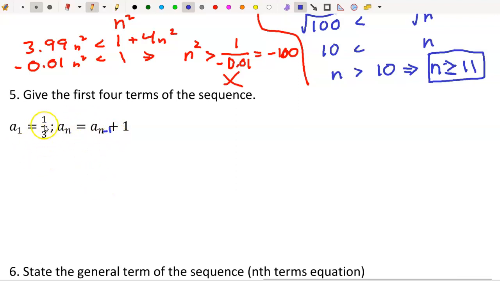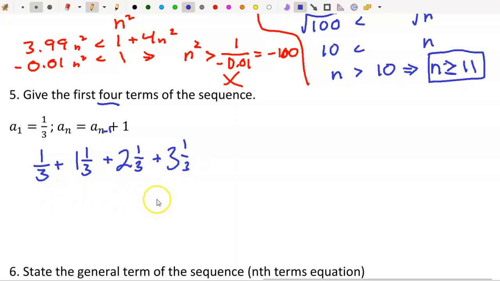So all it's saying is, okay, my first term is going to be 1/3. It says right there. And my next term is going to be 1 more than that. It's going to be 1 1/3. And I can keep on going till I get 4 terms. So this is something that's quite easy to decipher. We're just going to add 1 a couple more times and we'll be done. It doesn't say to add them up. It doesn't say to do anything else, but just list them. So I think that's it.